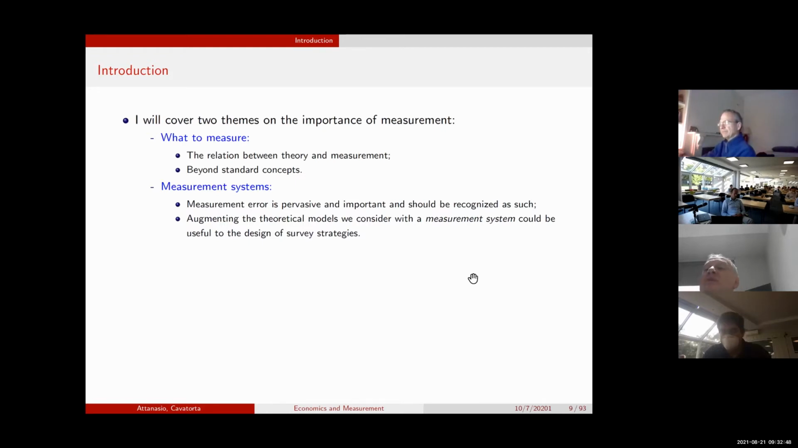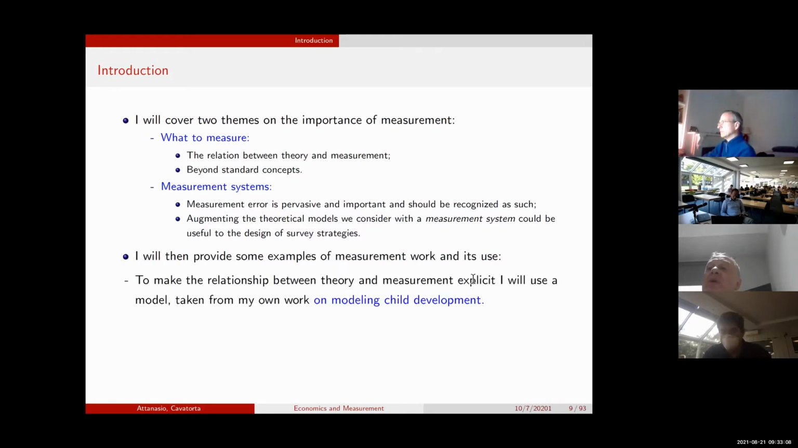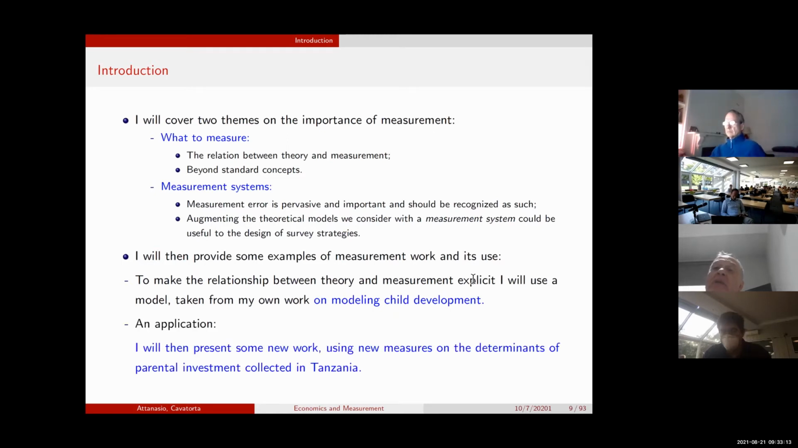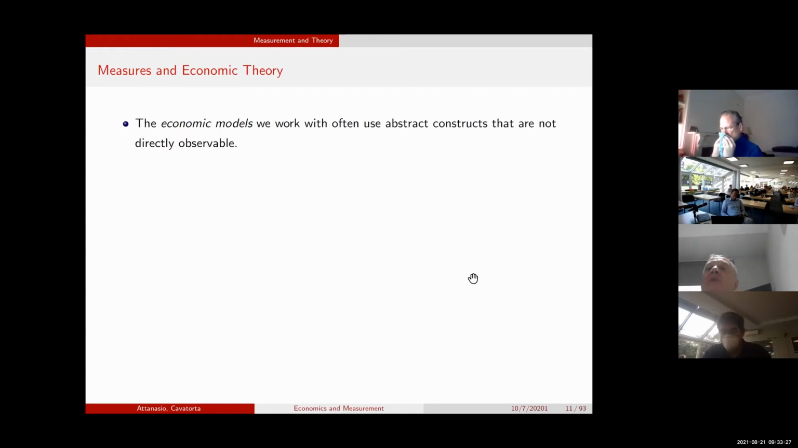And you do that with the measurement system, which is effectively a mapping between the abstract concepts, the related factors we're interested in, and what we actually use. And then after that, I will provide some examples of measurement work and its use within the context of modeling child development and parental investment. And then we'll present some new work that we've done in Tanzania on this. So the empirical work is very different from the stuff that I did yesterday. Okay.